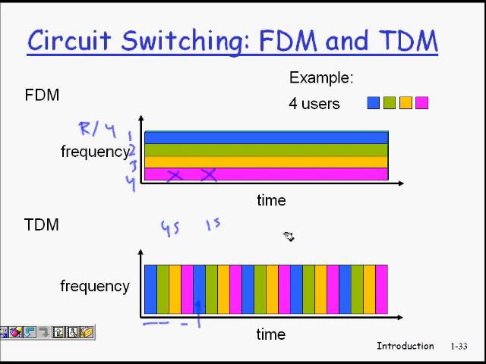So this way also, if blue has data to send during its time period, he will send. But if at that time he does not have data to send, it will again be unutilized. But here also your time slot is fixed, you have dedicated resources, so it is good in that sense.